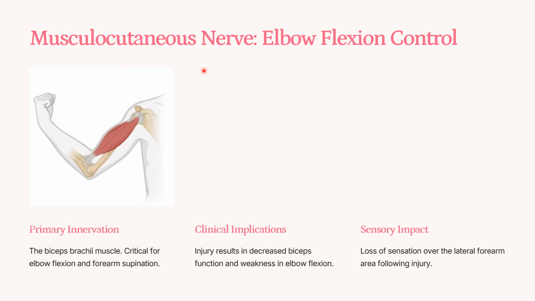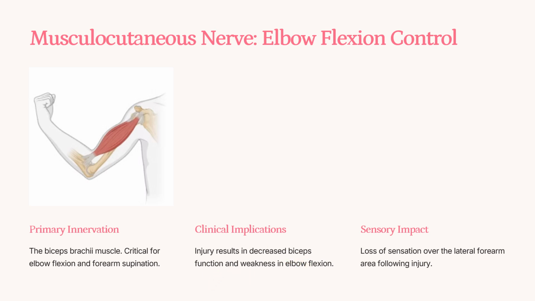What about the musculocutaneous nerve? Musculocutaneous nerve primary innervation is the biceps brachii. Biceps brachii, the primary function is elbow flexion as well as supination. So when we do elbow flexion, we have already supinated our forearm, in addition to the elbow flexion. So obviously when there is an injury, it results in decreased biceps function as well as weakness.